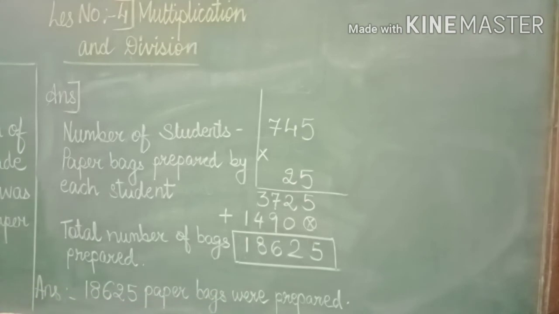Now this was the word problem as a part of the Avoid Plastic campaign. Each of the 745 students made 25 paper bags. What was the total number of paper bags made? The total number of paper bags made is 18,625. Let's start with the third solution.